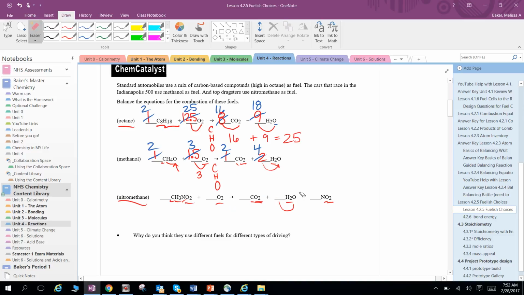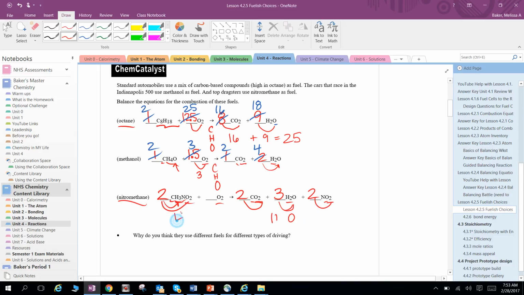So sometimes this happens in balancing. You've got to go back to the drawing board and say, okay, what can I do here? So since my hydrogens are an odd number, I'm going to start by making this odd number even. So I'm going to throw a 2 in front, which changes my carbons and my nitrogens. So now I've got 2 times 3, 6 hydrogens. So if I throw a 3 in front, 3 times 2 is 6. Let's count all my oxygens. I've got 4 plus 3 is 7 plus 4 is 11 oxygens.